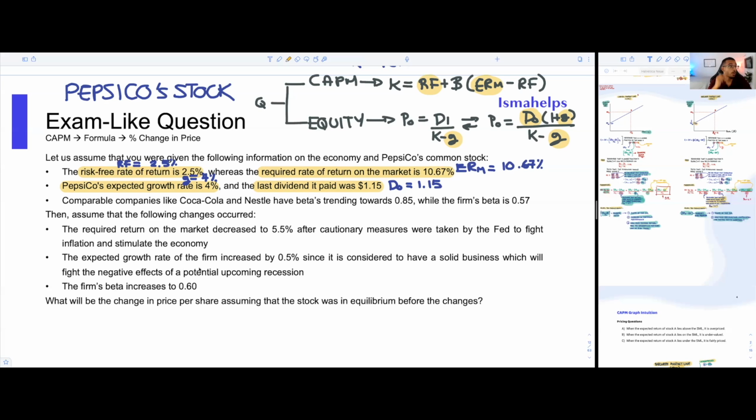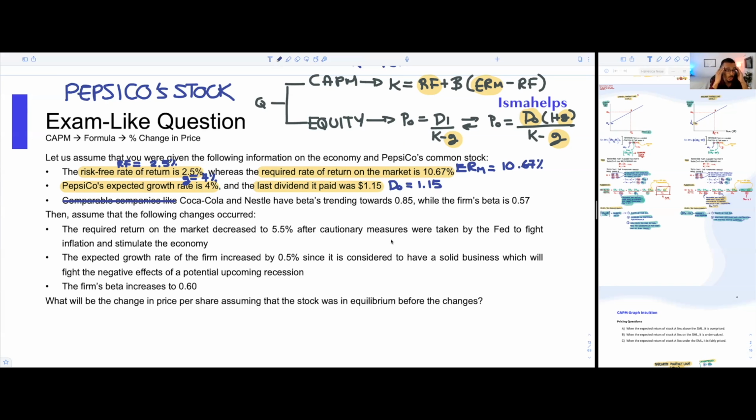The next bullet point says that comparable companies like Coca-Cola and Nestle have betas that are trending towards 0.85, while the firm's beta is 0.57. If you read this, please take a step back and read it again, or even divide it into pieces. Let's do that exercise together. Comparable companies, so already there you know that we're not talking about PepsiCo, like Coca-Cola and Nestle, have betas trending towards 0.85. So if you read this, you could actually eliminate some of the noise. You could read this simply as saying Coca-Cola and Nestle have betas trending towards 0.85.